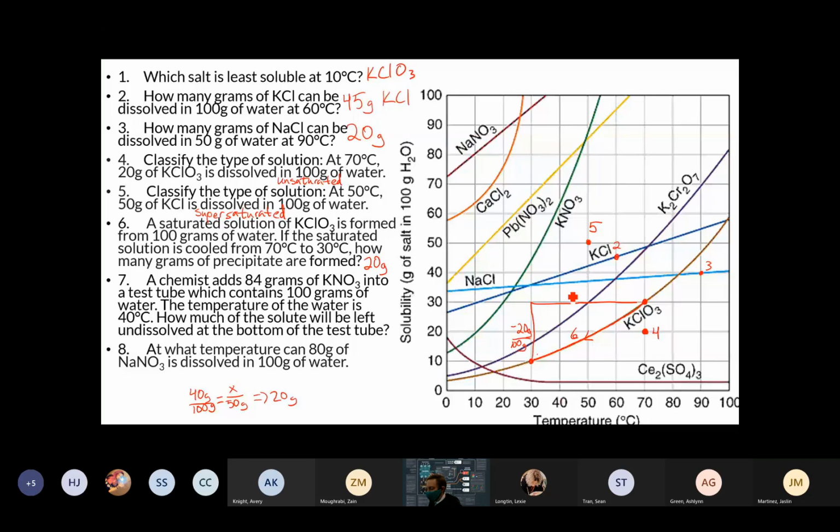Last question. At what temperature can 80 grams of sodium nitrate be dissolved in 100 grams of water? By the way, this was question 7. So where's sodium nitrate? NaNO3. We want 80 grams per 100 grams. Well, that's right here. This is our intersection between sodium nitrate and 80 grams per 100 grams. So that is at this temperature down here, 10 degrees Celsius. And so that's going to be our number 8.